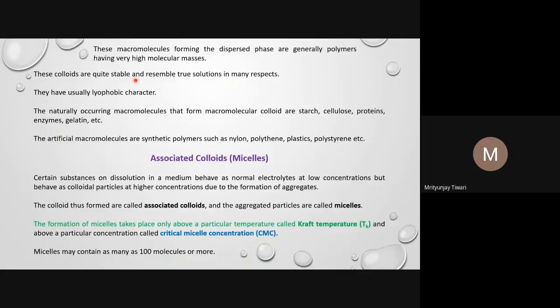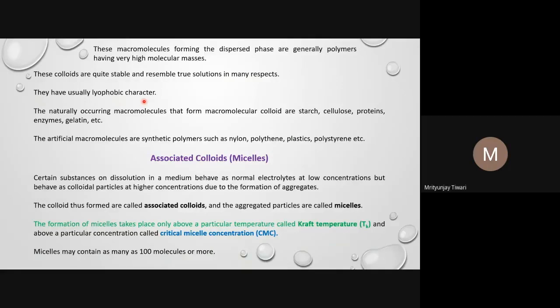Here, what happens is that these are large molecules, and each particle is one molecule, separated out in the dispersion medium, which is a solvent, at many places. So it resembles a true solution quite closely. And so these colloids are quite stable and resemble solutions in many respects. And they usually have lyophobic character.